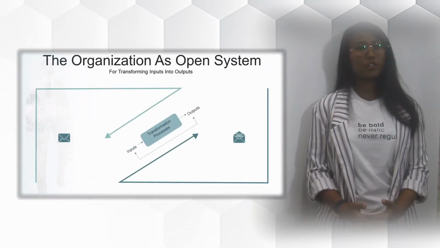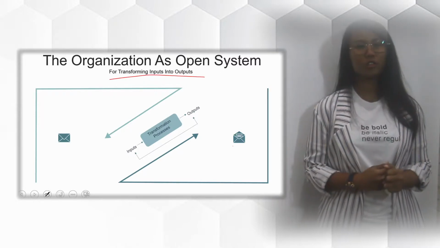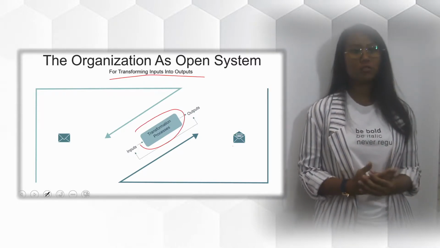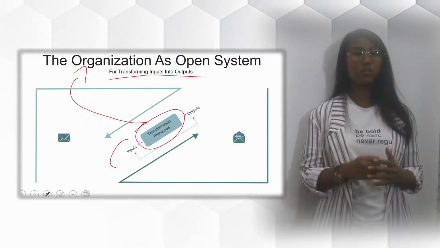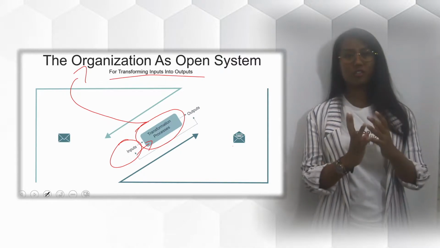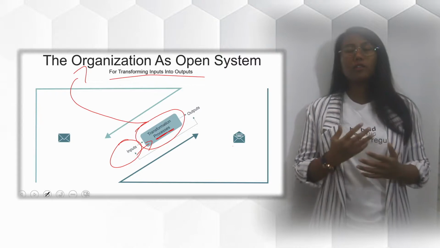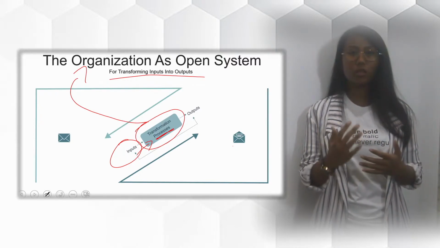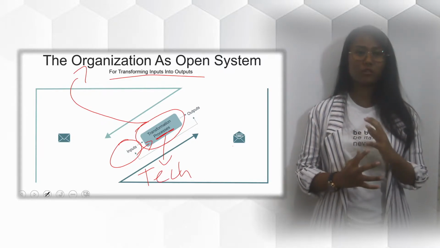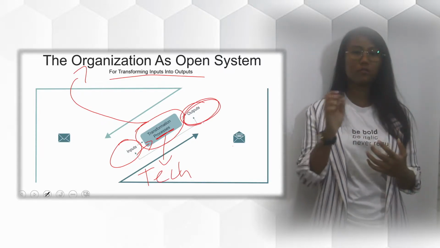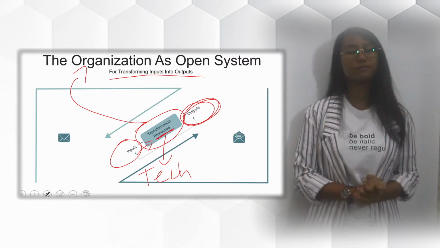Next is the organization as an open system for transforming inputs into outputs. As you can see in the picture, there is a box. Just imagine the box as the organization. We put the inputs into the box, meaning the organization, and in the box there is a transformation process. Anything that we use in the transformation process, with or without the aid of tools, is called technology. After the transformation process, the raw material from the inputs becomes the outputs.